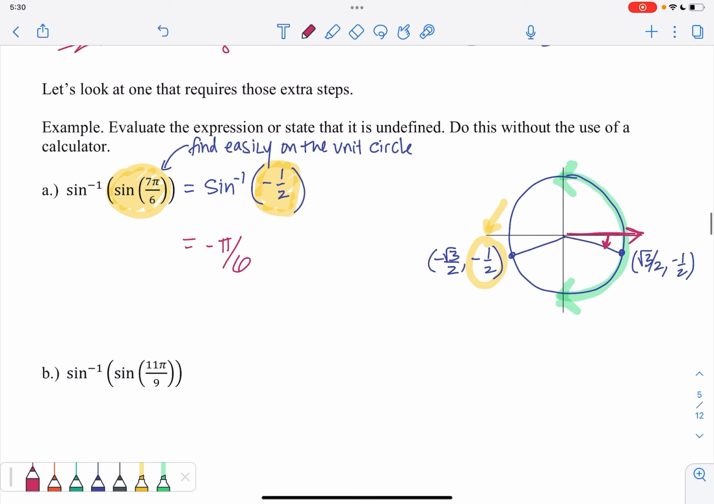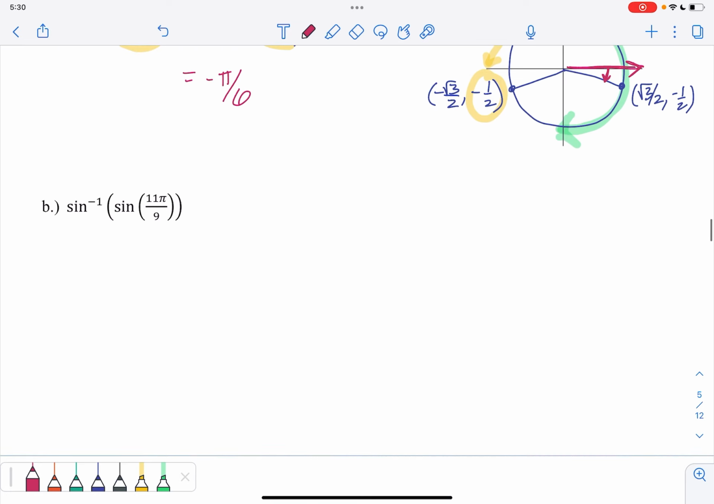All right, let's use one where it's not on the unit circle. Makes it a little trickier. Okay, sine inverse of sine of 11 pi over 9, which is part B of this example. So if I just said, great, well, what's sine of 11 pi over 9? And I go, I don't know. It's not one of my unit circle angles, so I can't just find it easily doing something like that. But I can still draw it, and that's going to be important. So what I'm going to do is draw 11 pi over 9.